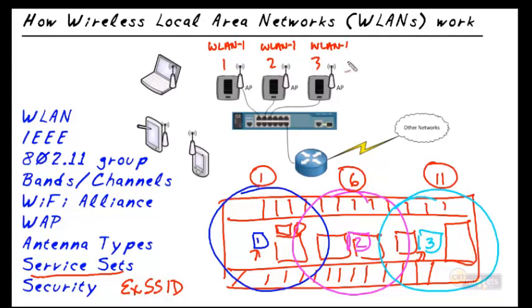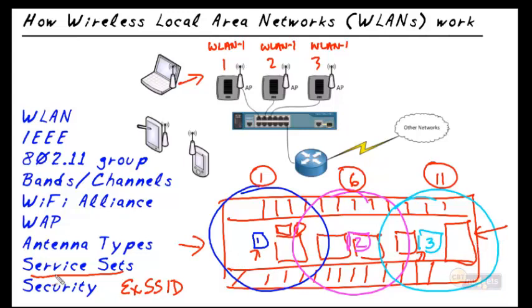So each of the users, when they connect, are only going to see one service set identifier called Wireless Local Area Network 1, and they're going to associate with the access point behind the scenes that has the strongest signal. So if they're at this end of the building, they'll probably associate with access point 1. If they're on this end of the building, they'll probably associate with access point 3, and that's how the magic works.